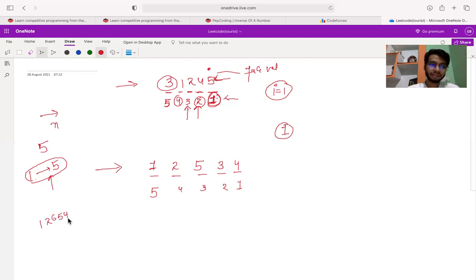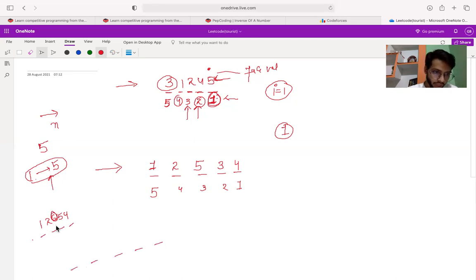So this is not a valid number. Why? Here 3 is missing. And if I talk about the sixth index and draw the positions, this is my first value, this is second, this is third, this is fourth, this is fifth. Let's draw it. This is first, this is second, this is third, this is fourth, this is fifth.